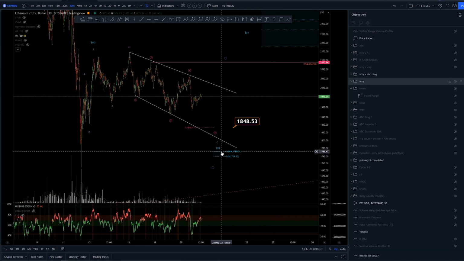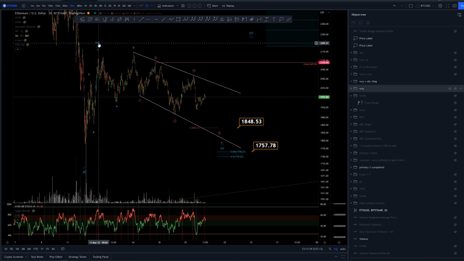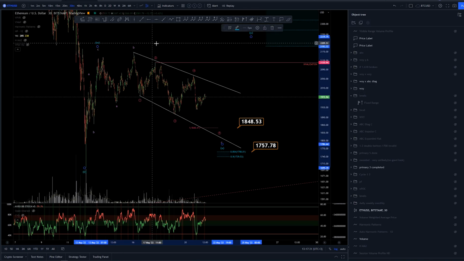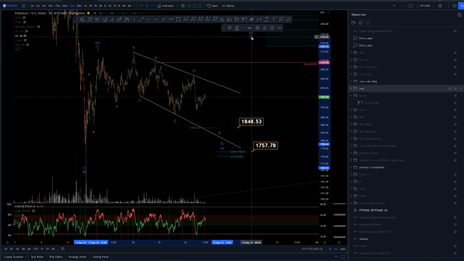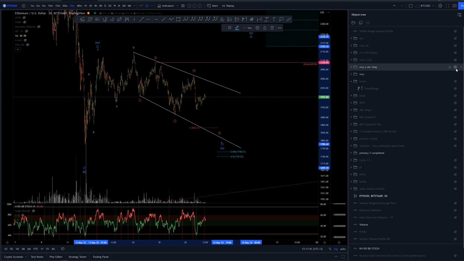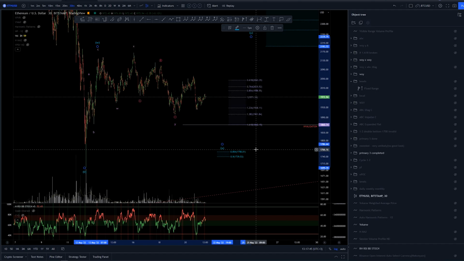If we are breaking down to around 1758, we are coming down to the areas where we would consider this whole structure of minuet count an ABC structure instead of the WXY that I've labeled here. But I'll cover this again once that happens, if that happens.